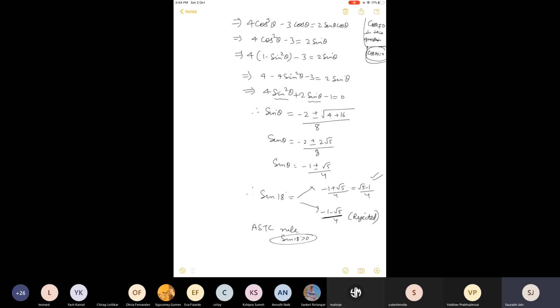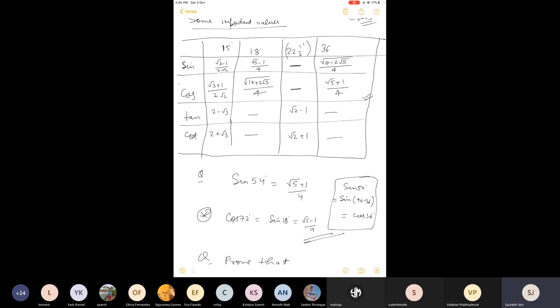For example, tan 18 degrees. You must be asking, sir, why tan 18 is not written? Tan 18 is not something that you don't know. Divide sine 18 by cos 18. What is tan theta? Sine theta upon cos theta. So sine 18 upon cos 18, you have both the values in the second column. You divide it. What will be tan 18? Root 5 minus 1 upon root of 10 plus 2 root 5. But you know it is difficult to learn. So remember sine and cos. You divide, you will get tan.